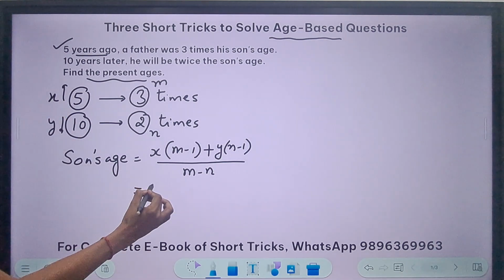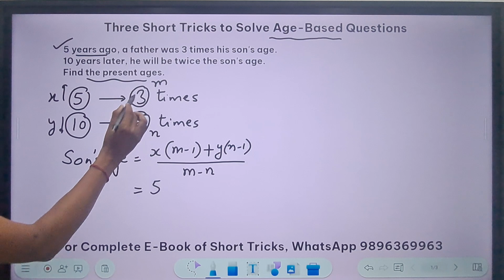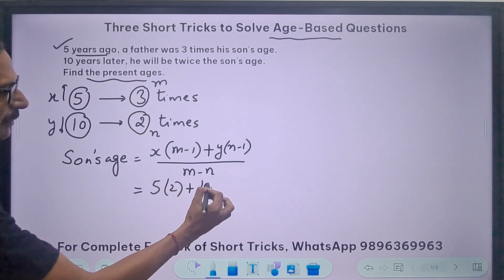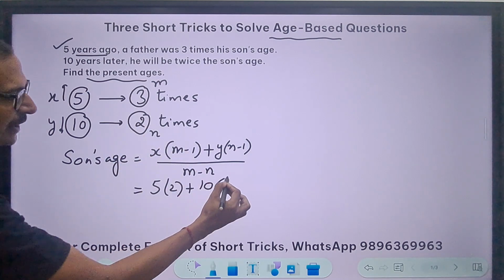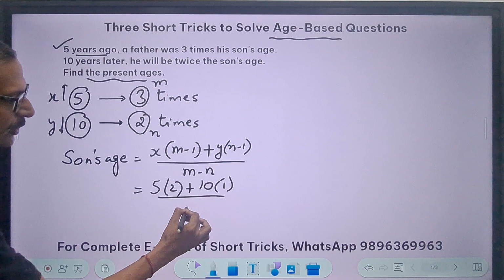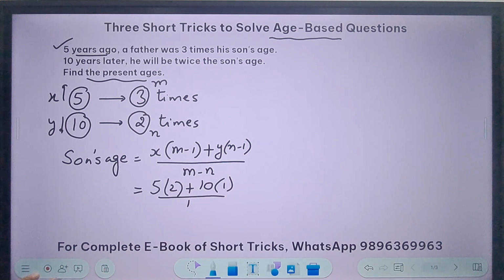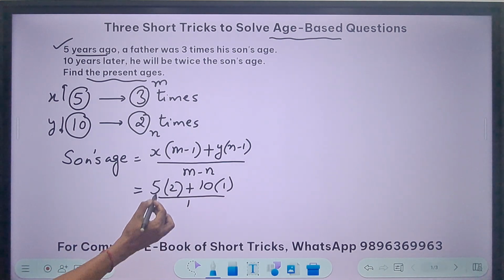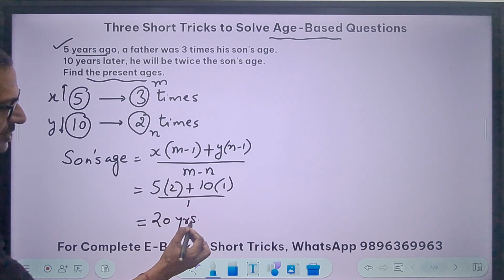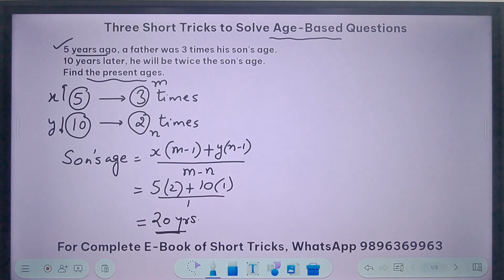Now let's put the values here. X is 5, m minus 1 will be 3 minus 1, 2, plus y is 10, and n minus 1 will be 2 minus 1, that is 1, and in the denominator 3 minus 2, that is 1, so I don't need to write that. Now you will see that the answer for this is 10 plus 10, 20 years. So the son's age is 20 years.